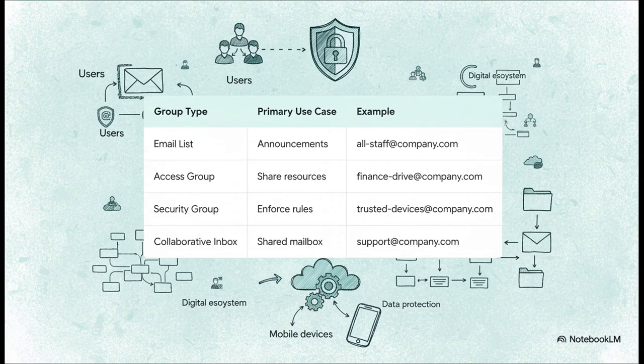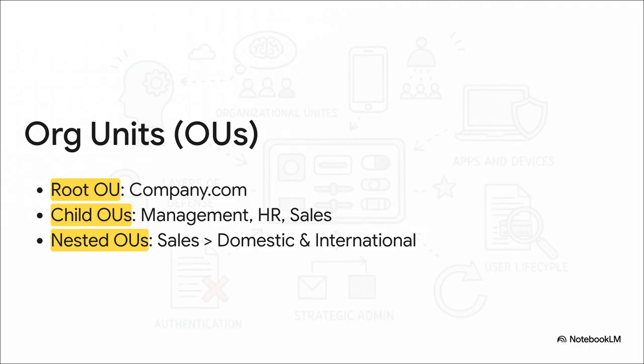And here's a little pro tip. Groups are mainly for giving permissions and access. That's different from what we're about to see, which is all about applying settings. So, if groups are for organizing people into teams, organizational units, or OUs, are for structuring your entire company.